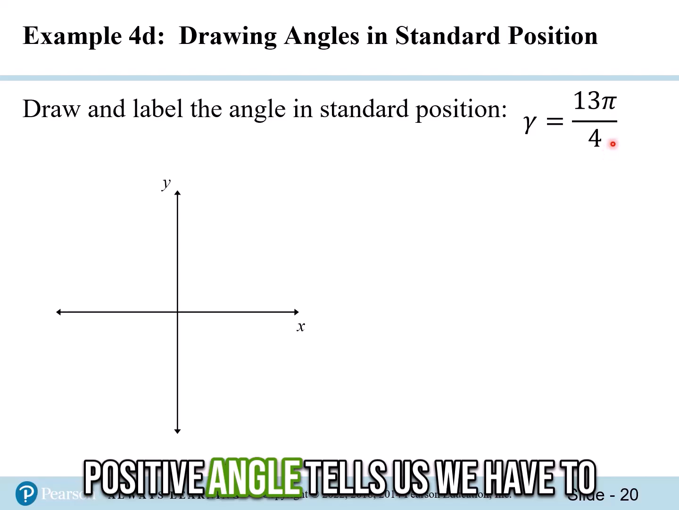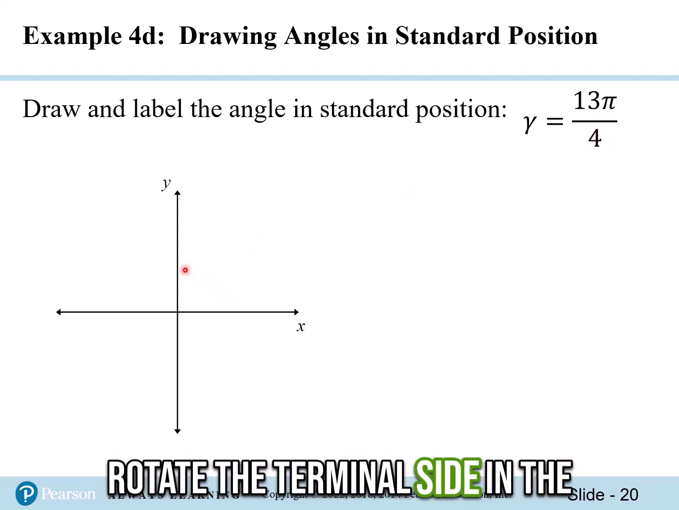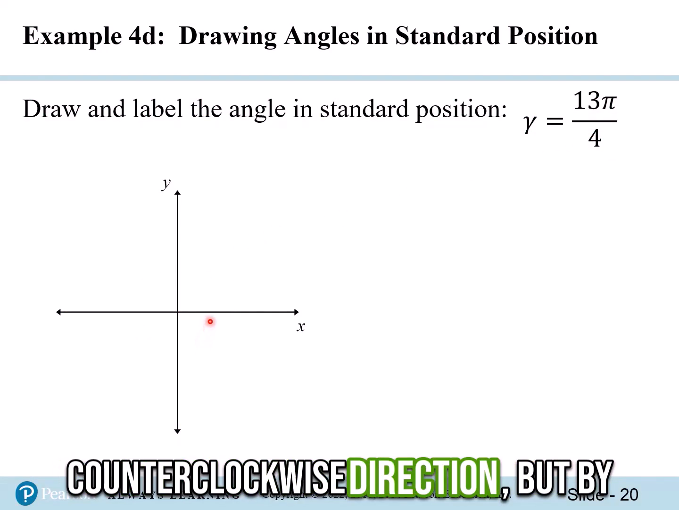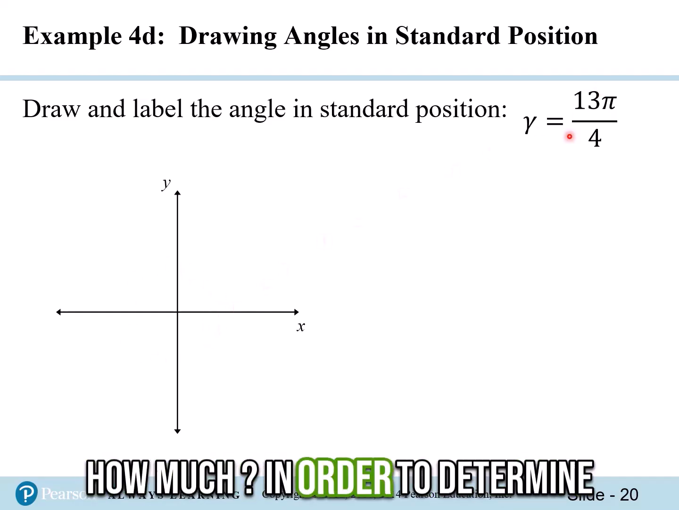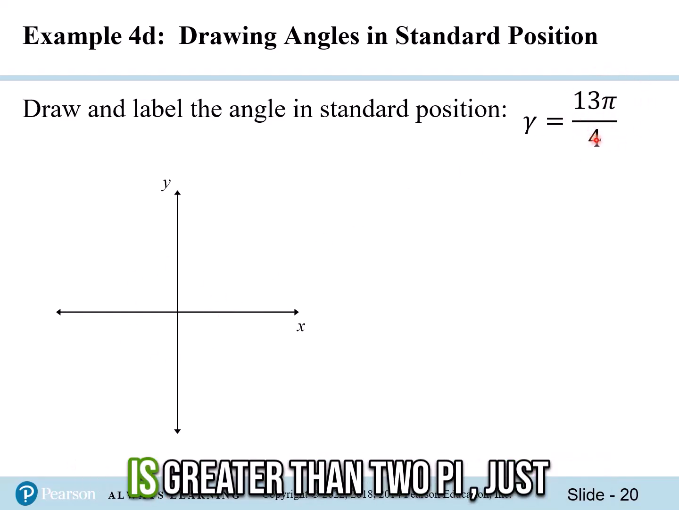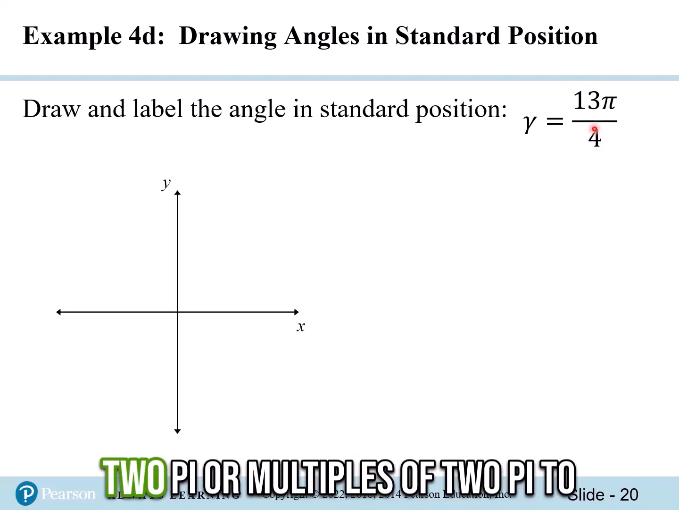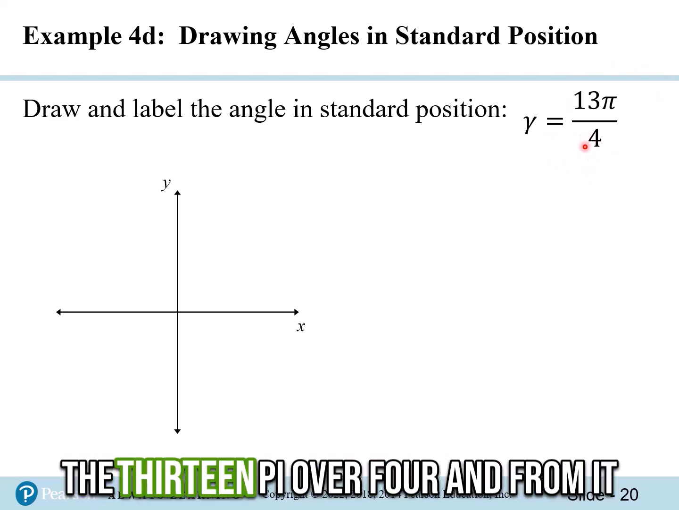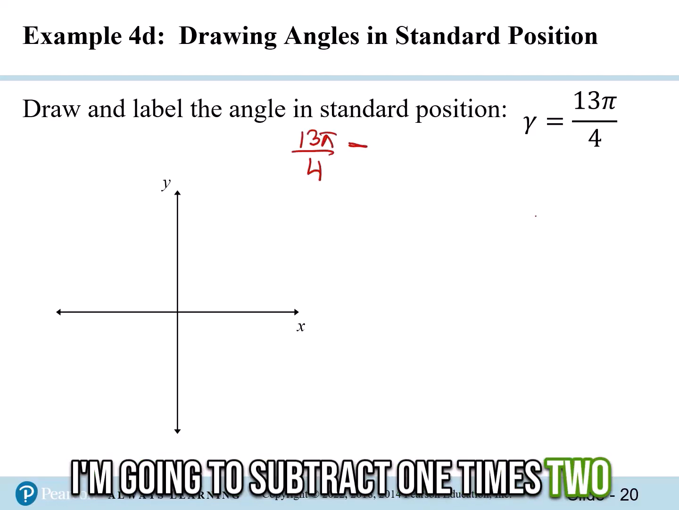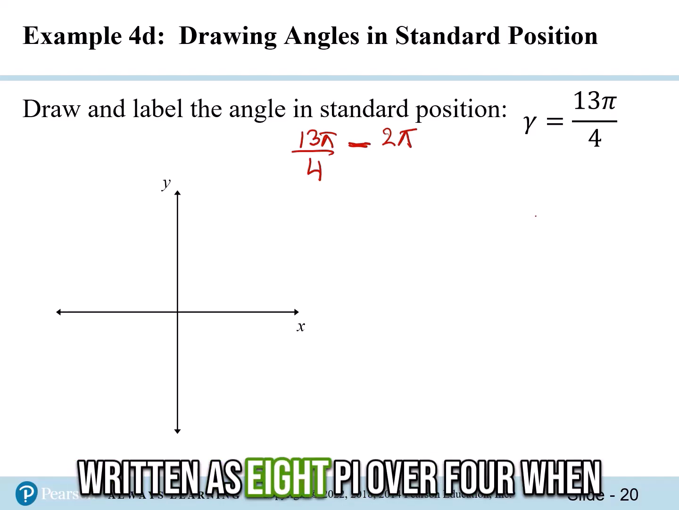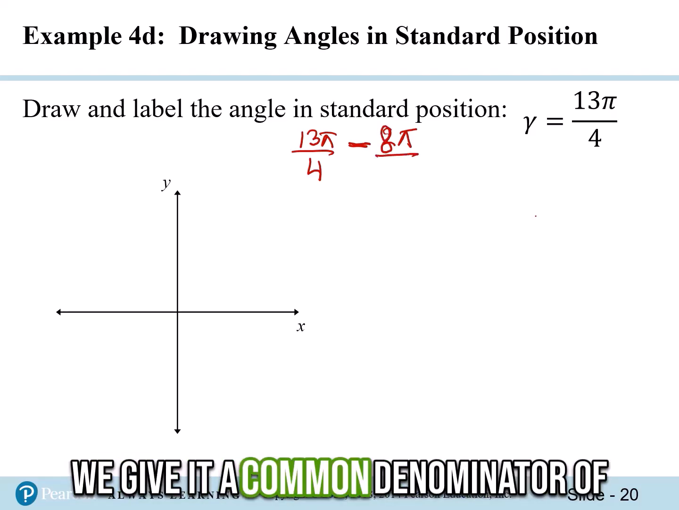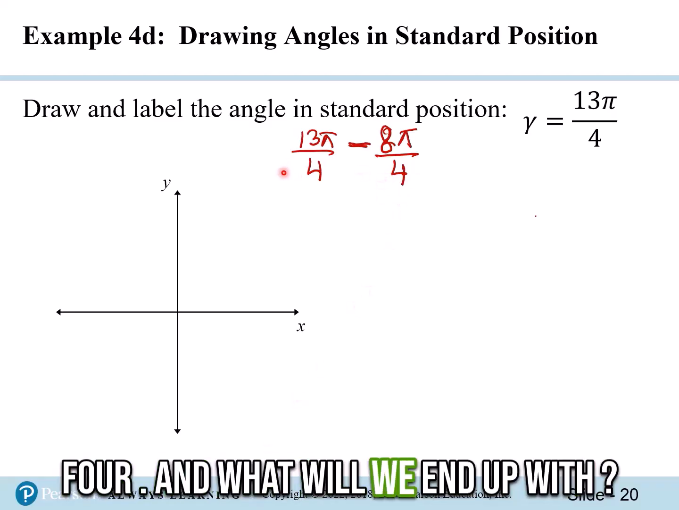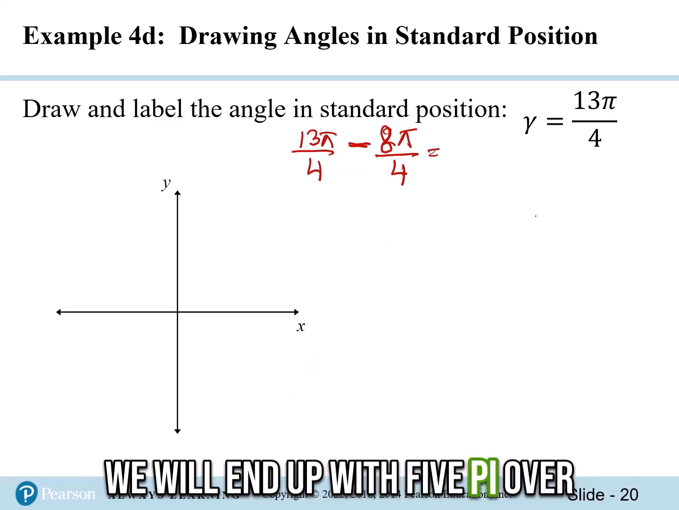This being a positive angle tells us we have to rotate the terminal side in the counterclockwise direction, but by how much? In order to determine that, whenever the angle measure is greater than 2 pi, just subtract 2 pi or multiples of 2 pi to determine how much we have to go over the 2 pi. So I'm going to take the 13 pi over 4, and from it I'm going to subtract 1 times 2 pi. So 2 pi can be written as 8 pi over 4 when we give it a common denominator of 4. And what will we end up with? We will end up with 5 pi over 4.